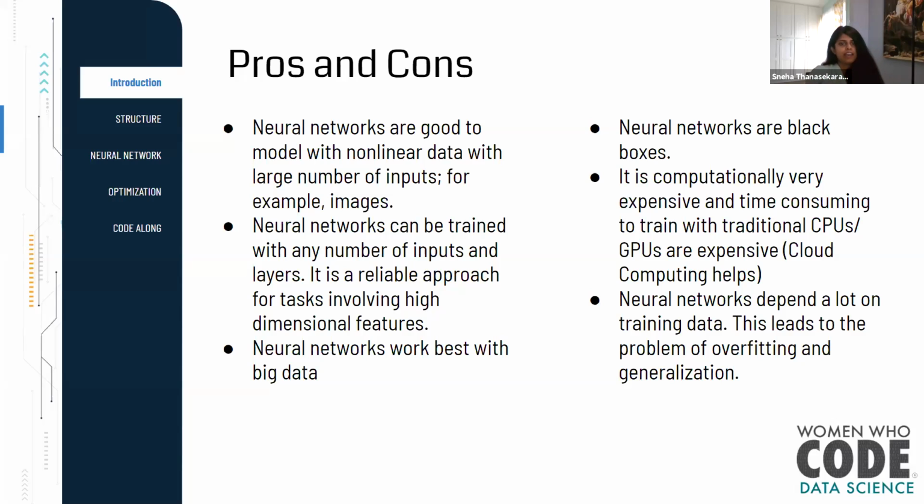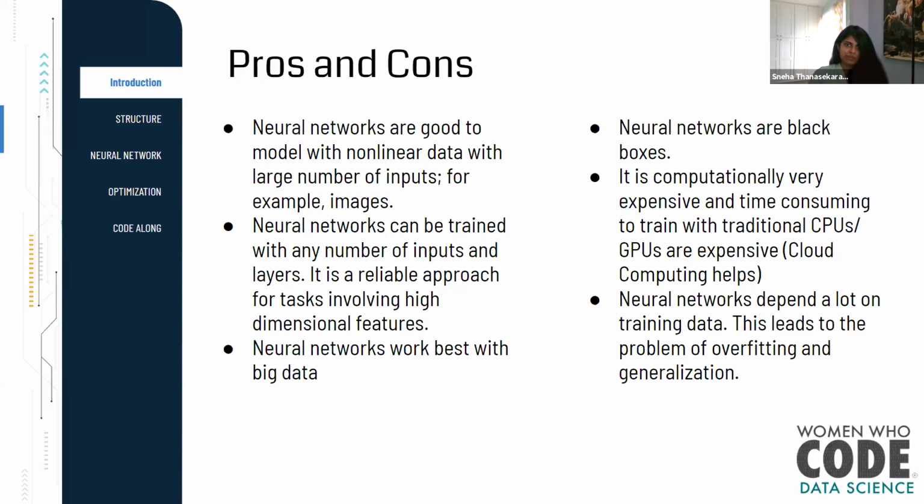Now, to look at a few cons, neural networks are black boxes, meaning we cannot know how much each independent variable is influencing the dependent variable. You don't know how and why a neural network came up with a certain output. For example, when you put in an image of a cat into a neural network and it predicts it to be a car, it is very hard to understand what caused it to come up with this prediction.